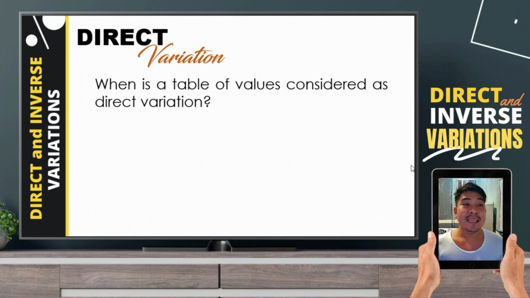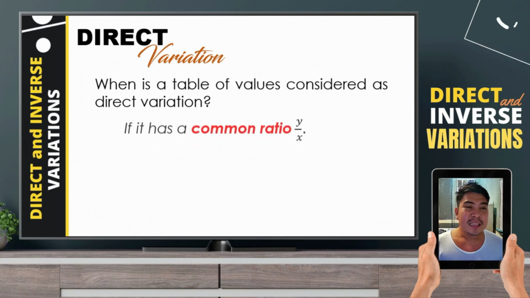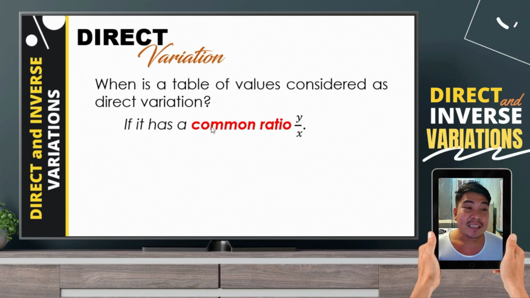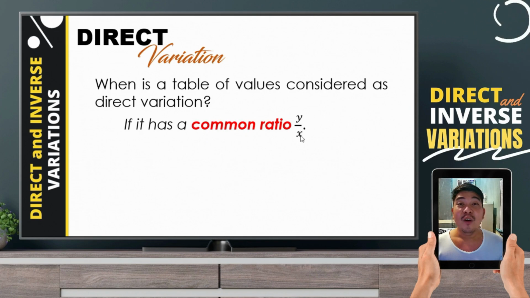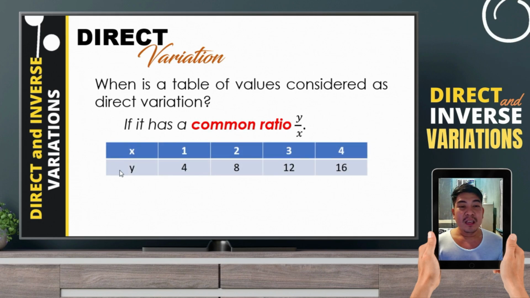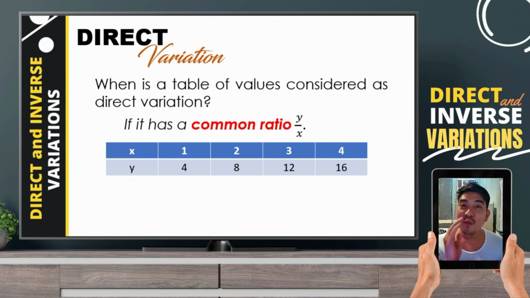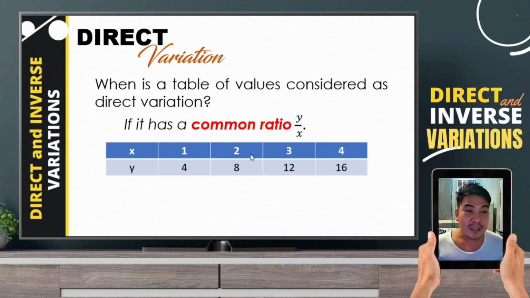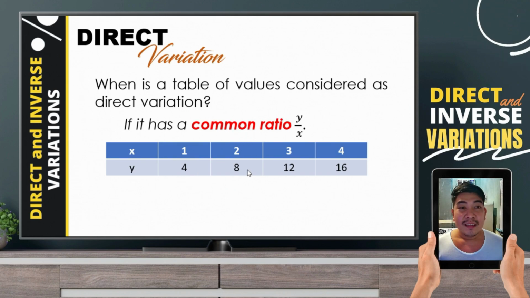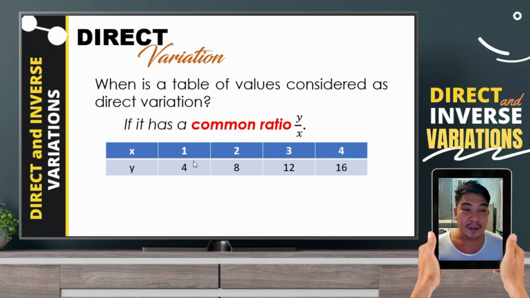So when is a table of values considered as direct variation? So paano natin malalaman? So if it has a common ratio y over x. So if we are given a table, kapag pare-parehas yung ratio ni y over x ng bawat column, therefore, direct variation. So let us start.